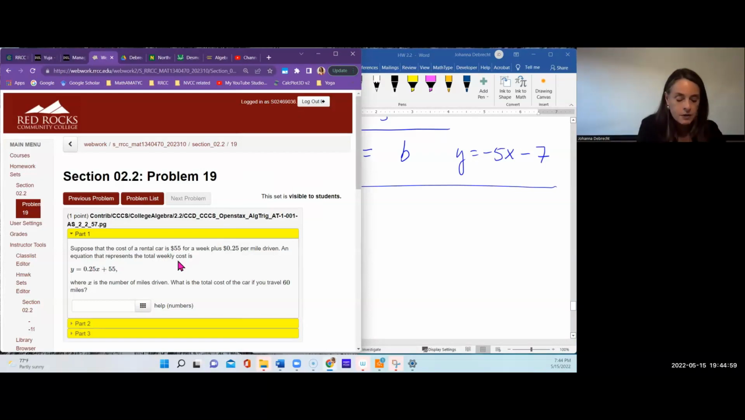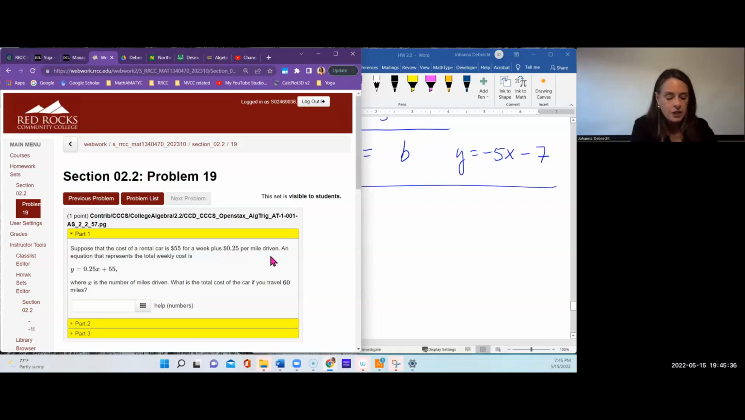Suppose that the cost of a rental car is $55 for a week plus 25 cents per mile driven. Stop and think. You're going to pay the $55 if you never drive it off the lot. You're paying $55 just to get the keys. Then, if you drive it 4 miles, it costs you another $1, so $56. If you drive 8 miles, that's $2, 25 cents a mile. So that would be $57. What are you doing? You're adding to the $55.